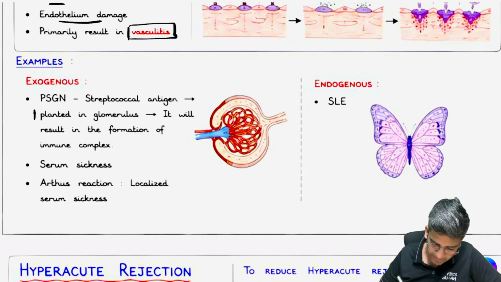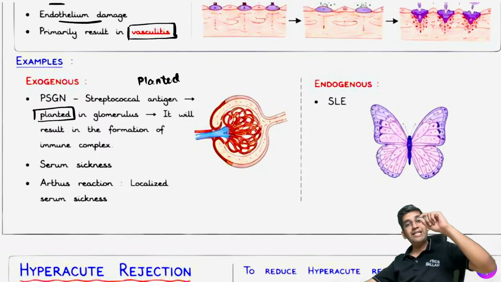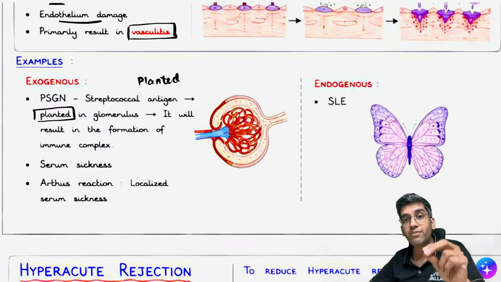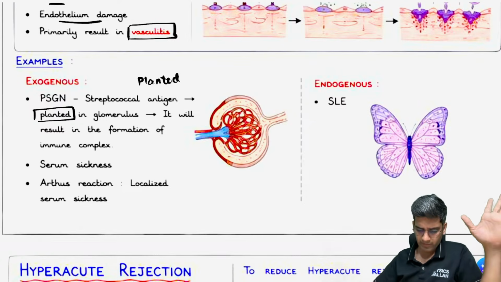Here, it will be a planted antigen. It's not a circulating immune complex. It's a planted immune complex, where the antigen deposits in the kidney and an antigen-antibody immune complex is formed in the blood vessel. It's not circulating in PSGN. SLE is circulating by default, right?